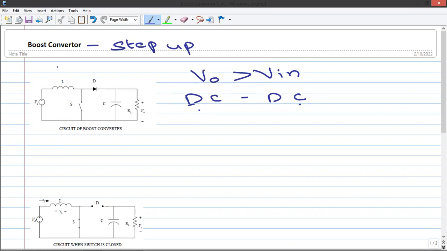We construct this boost converter with an inductor, a switch that is a MOSFET, a diode, a capacitor, and a load RL connected. Now we will see what happens when the switch is closed, that is, when the switch is on, and how the current flows.